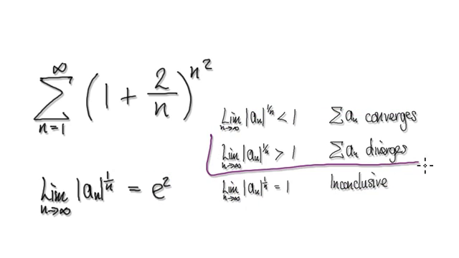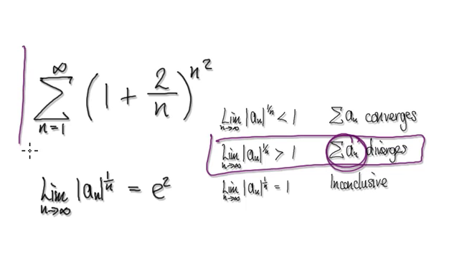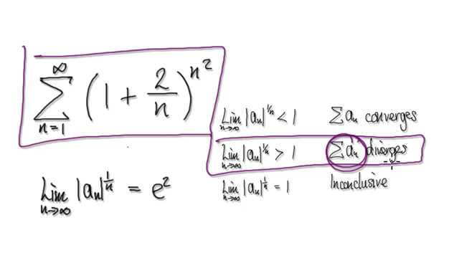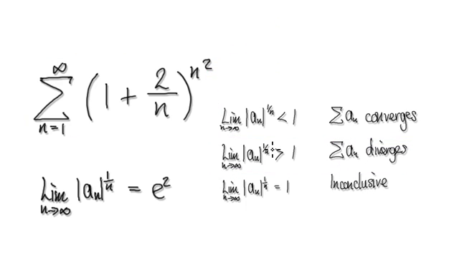So this is our scenario here. It's saying that the original series that we know nothing about, the original series that we're trying to investigate, must diverge. So this series must diverge. Okay.